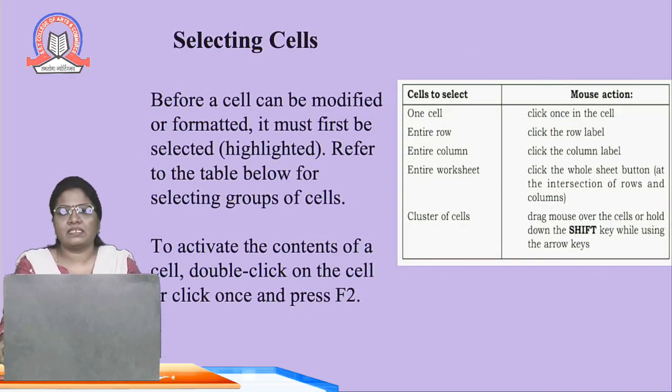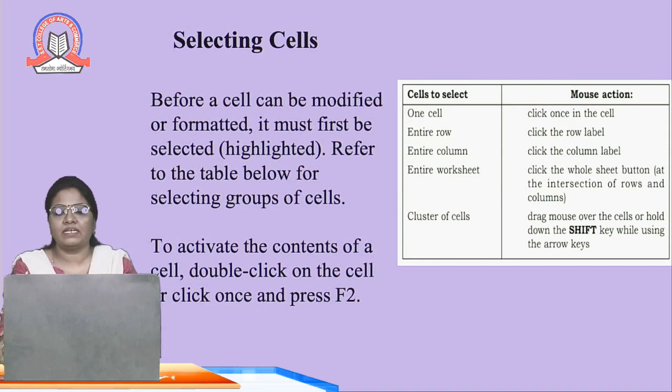Selecting the cells can be done using this. Before a cell can be modified or formatted, it must first be selected. In Excel we must always remember that only the highlighted cells accept the operation given by the user. Refer to the table below. The following selection groups are accepted. To activate the content of the cell, double click on a cell or click once and press F2. These are the two options to select it.